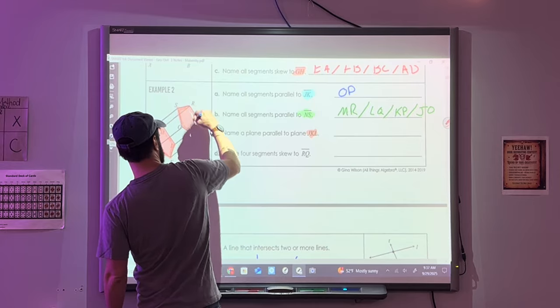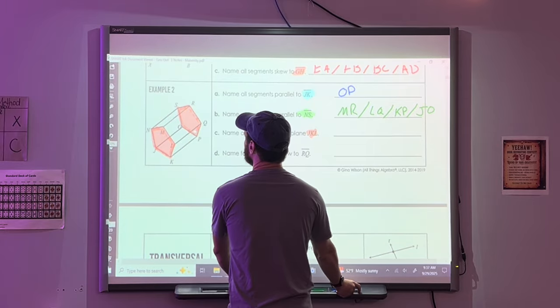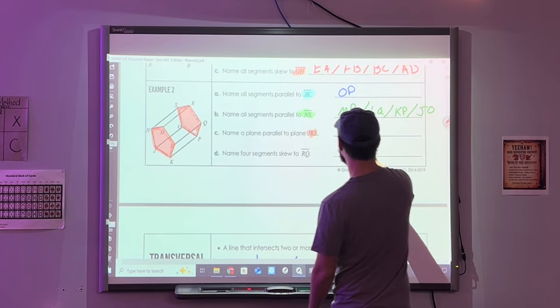And to name a plane, we use 3 letters, so any 3 will do. SRQ.